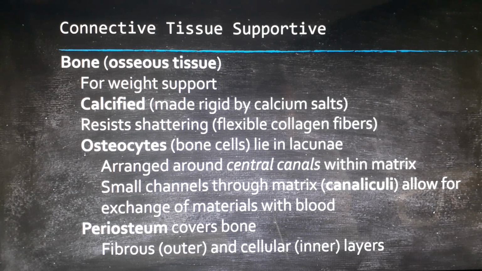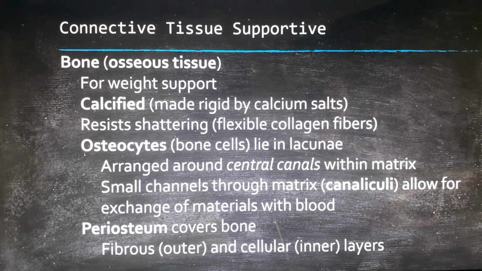So instead we need tiny little canals or passageways from where a blood vessel is, which is a hole called the central canal, out to where the cell's lacunae are, and those little tiny channels are called canaliculi. Okay? Canaliculi. Around the outside of the bone, we're going to have a periosteum, kind of like our perichondrium. Peri means around, osteum means bone.